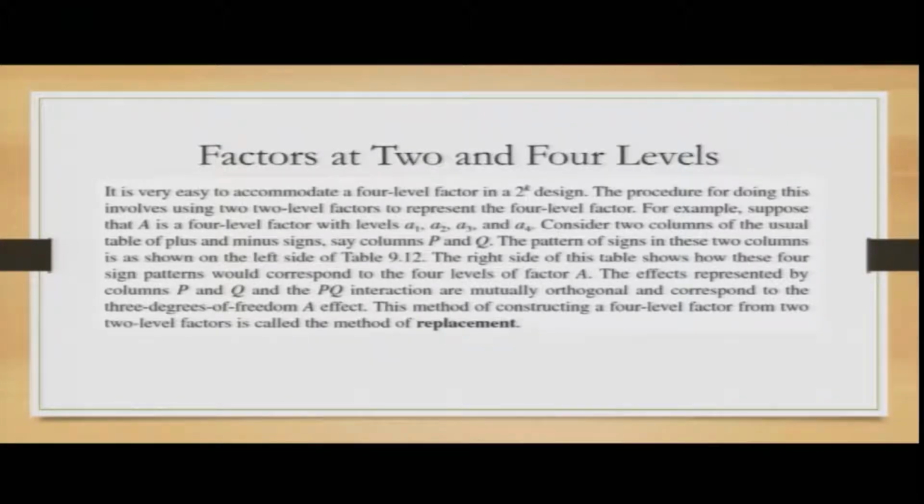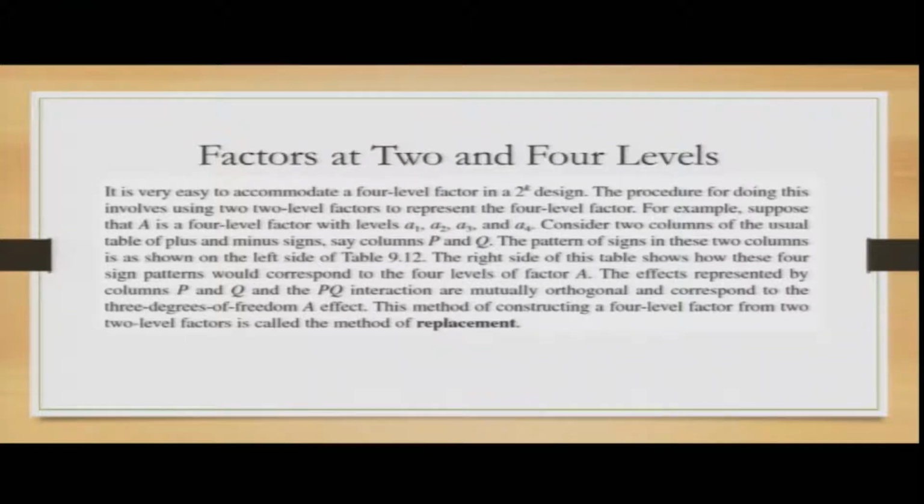So, we consider two columns of the usual table of plus and minus signs, say they are columns P and Q. The patterns of signs in these two columns are shown to the left of Table 9.12. The right side of this table shows how these 4 sign patterns correspond to the 4 levels of the factor A. The effects represented by columns P and Q and the PQ interaction are mutually orthogonal.